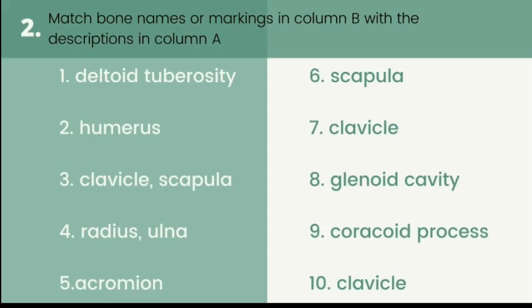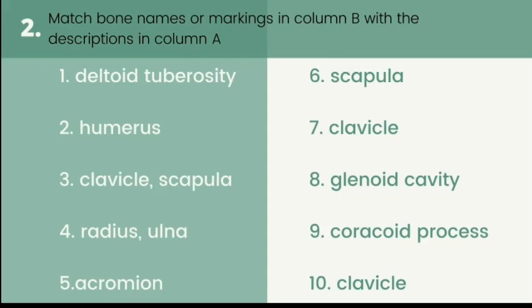Number 5, scapular region to which the clavicle connects. It is the acromion. Number 6, shoulder girdle bone that is unattached to the axial skeleton. It is the scapula. Number 7, shoulder girdle bone that articulates with and transmits forces to the bony thorax. It is the clavicle. Number 8, depression in the scapula that articulates with the humerus. It is the glenoid cavity. Number 9, process above the glenoid cavity that permits muscle attachment. It is the coracoid process.